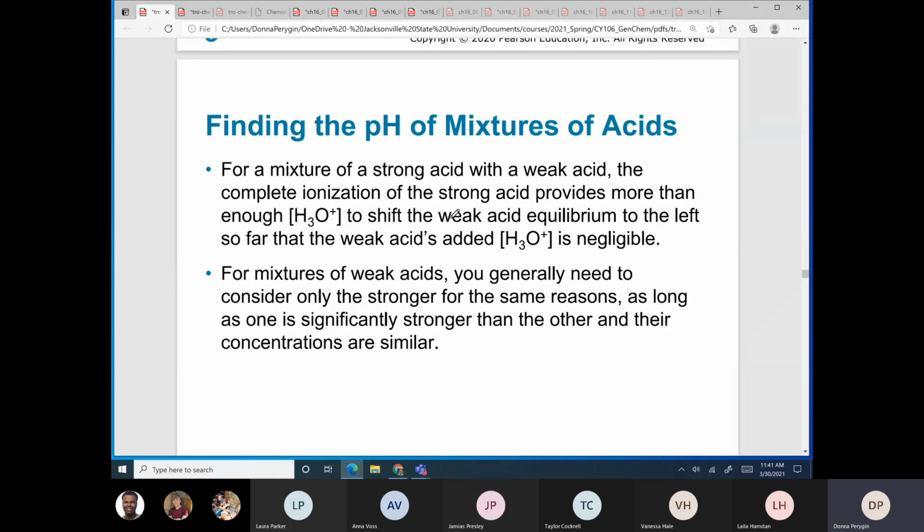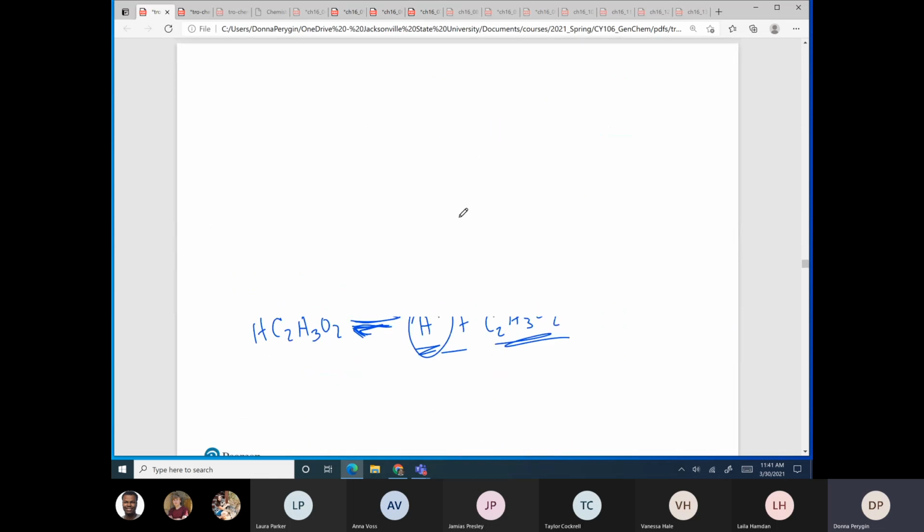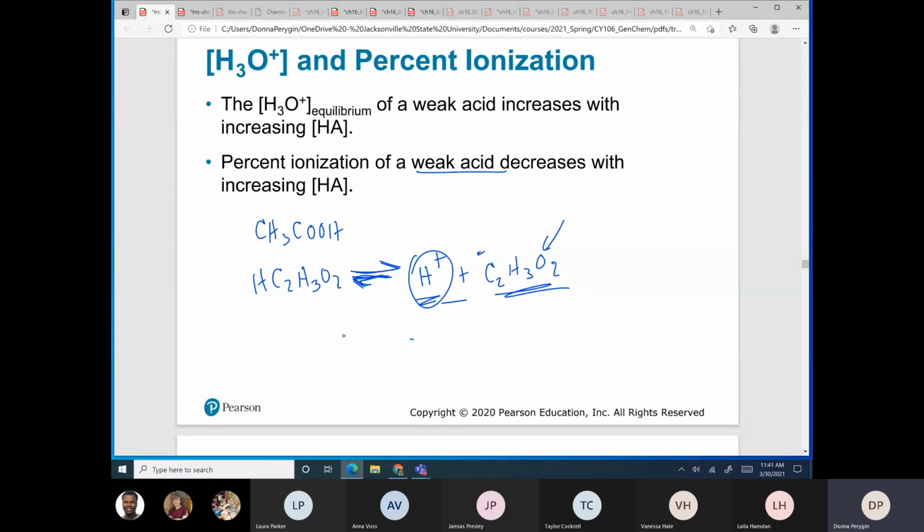For a mixture of a strong acid with a weak acid, the complete ionization of the strong acid is going to provide more than enough H3O+ to shift the weak acid equilibrium to the left. In other words, according to Le Chatelier's principle, when you add a strong acid in, adding more H+ is going to shift the ionization so far to the left that the percent ionization for your weak acid is going to be low.